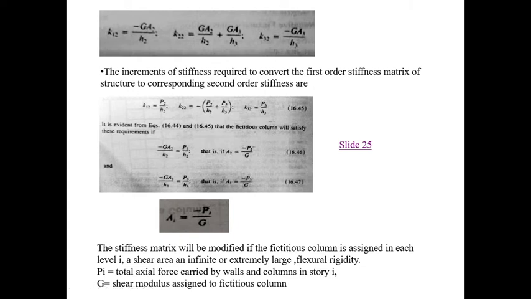So the stiffness matrix will be modified if the fictitious column is assigned, in each level, a shear area, and an infinite and extremely large flexural rigidity. So Pi will be nothing but the total axial force of the volumes, that is the walls and the columns, and G will be the shear modulus that is assigned to that fictitious column. This is only when we have the fictitious column which is having the shear area there. So this is the formula we use here.